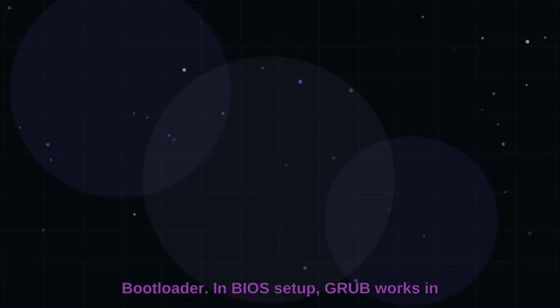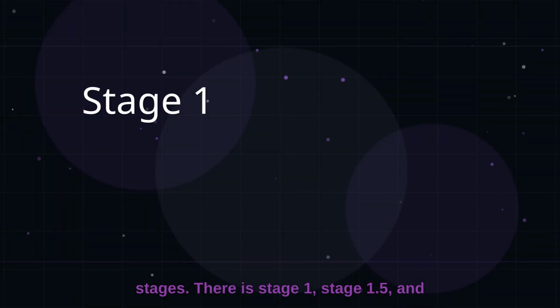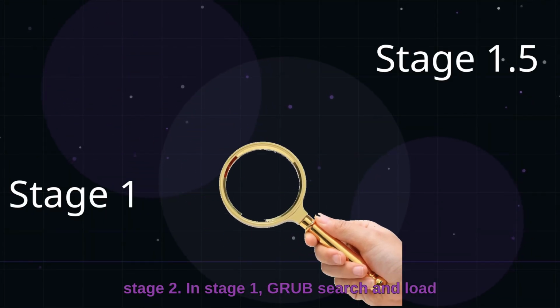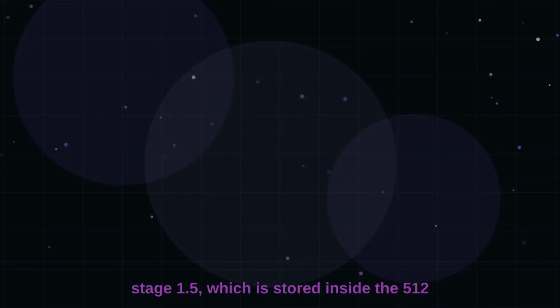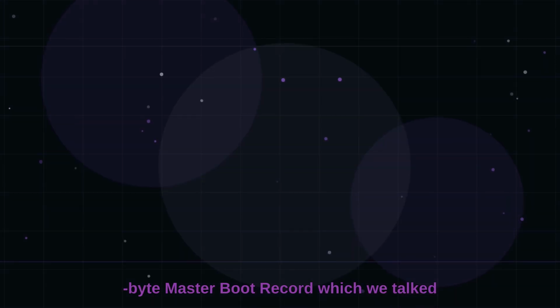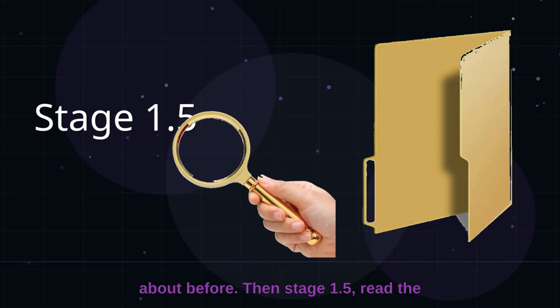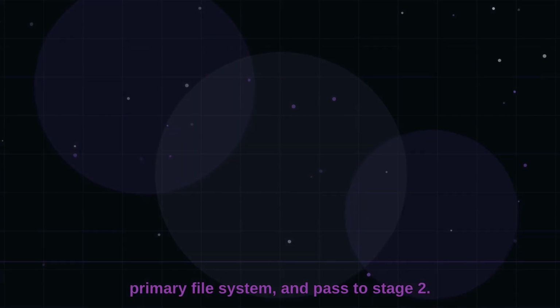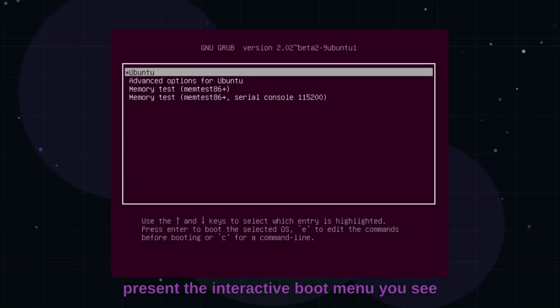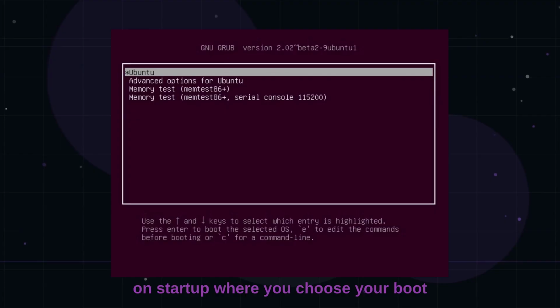In BIOS setup, GRUB works in stages. There is Stage 1, Stage 1.5, and Stage 2. In Stage 1, GRUB searches and loads Stage 1.5, which is stored inside the 512-byte master boot record which we talked about before. Then Stage 1.5 reads the primary file system and passes to Stage 2. Stage 2 then loads configuration files and presents the interactive boot menu you see on startup where you choose your boot entry.